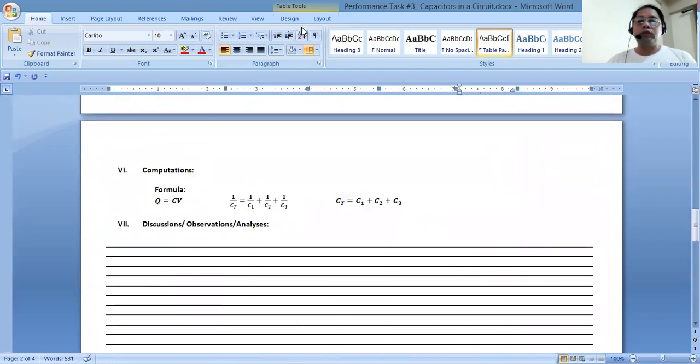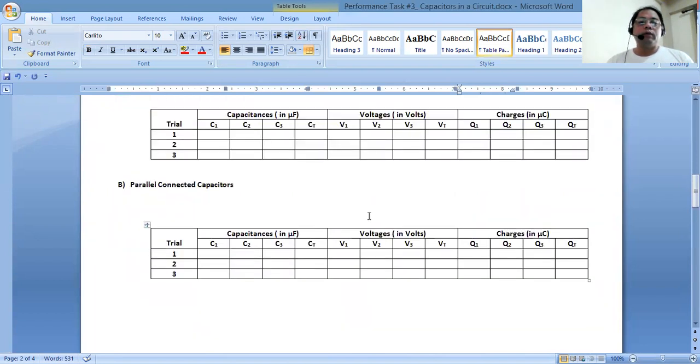So let me change to our simulator since our table here requires us to understand how these values are to be taken. So for the voltages, we will be seeing in the simulator in a short while the use of the voltmeter. So for the charges again, there's no device for that. So we will settle with our computations of our value.